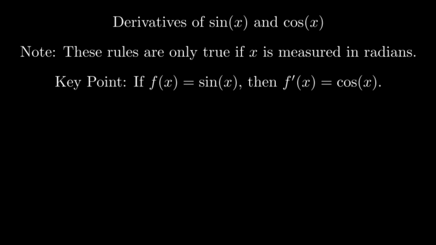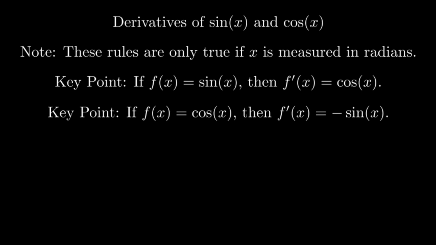And for cosine, it's very similar. The derivative of the cosine function is the negative sine function. So if f of x is cosine x, its derivative is negative sine x. Be careful with that negative sign. Just like with polynomials, these rules can be applied to multiples and sums of terms.